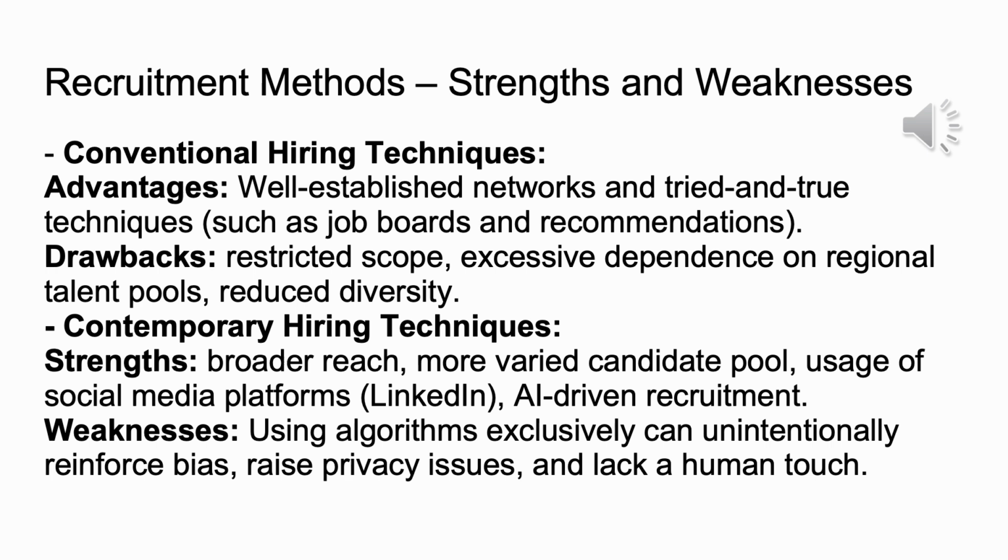Now I'll talk about recruitment methods, strengths and weaknesses. Traditional hiring methods: the strength is well-known networks and reliable methods like job boards and recommendations, and the weaknesses are limited reach, over-reliance on local talent, and less diversity. For the modern hiring methods, the strength is wider reach, more diverse candidates, and use of social media like LinkedIn and AI. The weaknesses are that algorithms can increase bias, raise privacy concerns, and lack personal interaction.